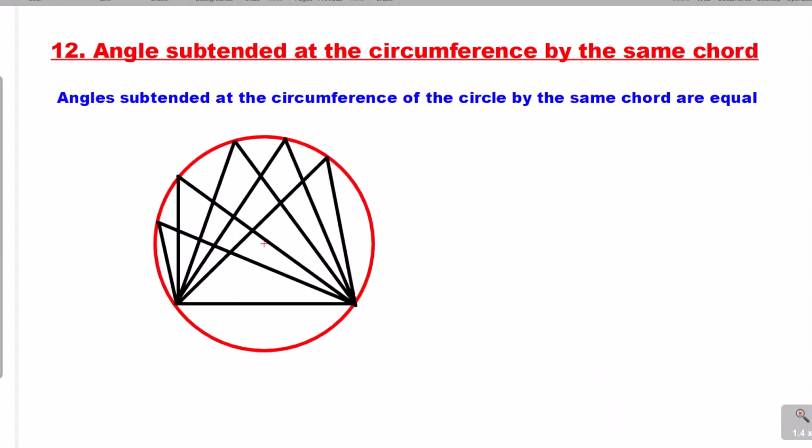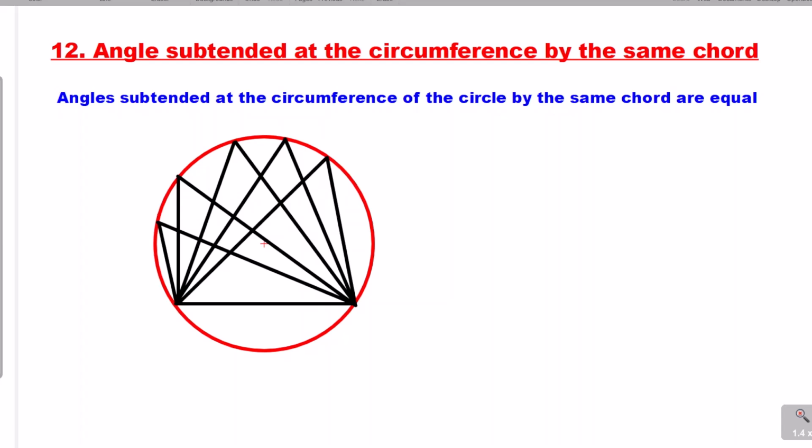The next property, angles subtended at the circumference by the same chord. Angles subtended at the circumference of the circle by the same chord are equal. Now look at this diagram here. The chord is AB. This is the chord, and you can see it is subtending all these angles. Let me name them differently. It's subtending angle X there, angle Y, angle Z, angle W, angle N.